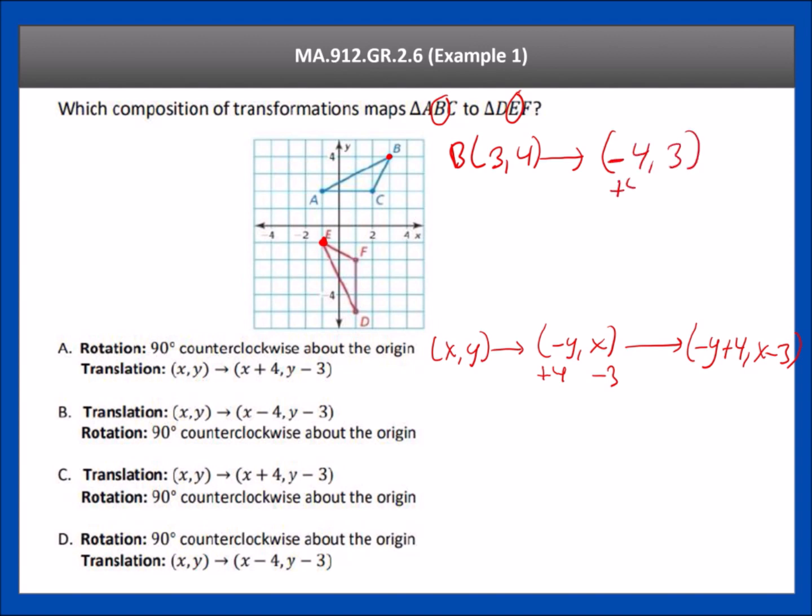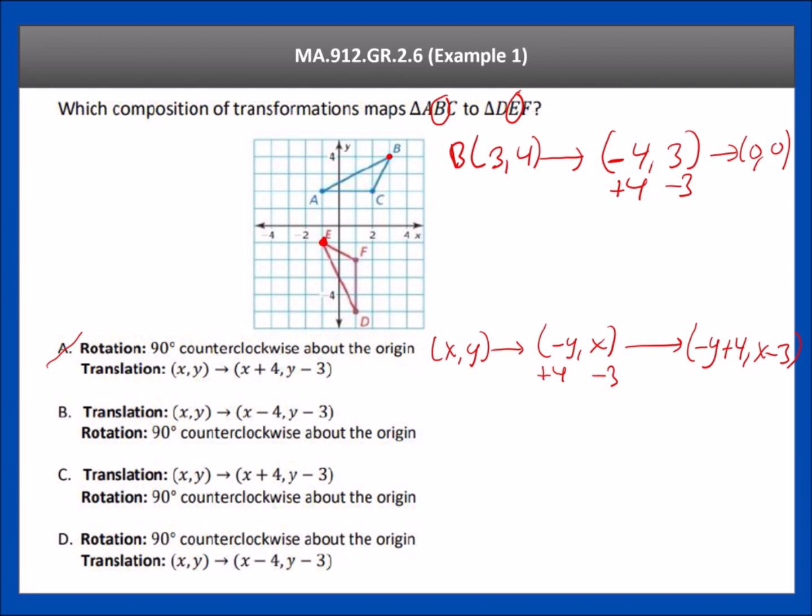And then you're going to add 4 and then take away 3. But that turns that into (0, 0), straight to the origin, which is not what we want because we want B to become E. And E is not at the origin, guys, so it can't be A. So good thing we checked this. So let's go ahead and check this for part B.